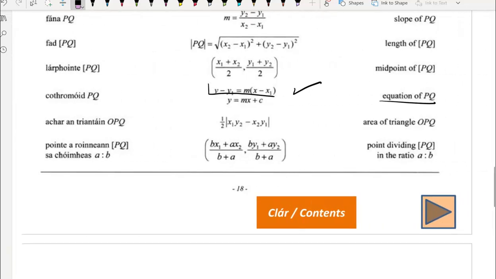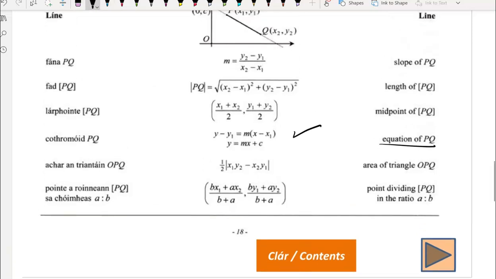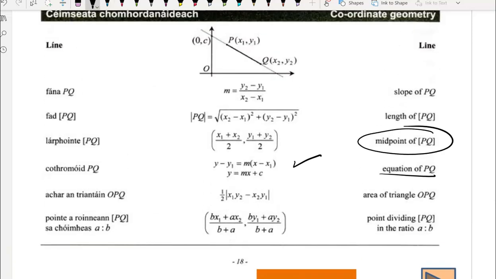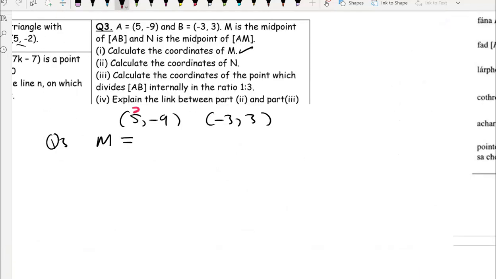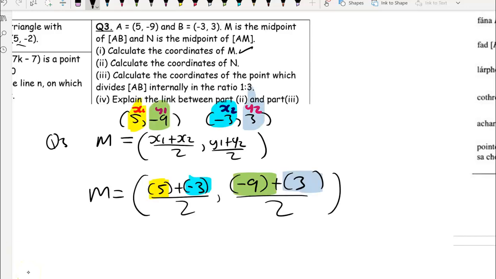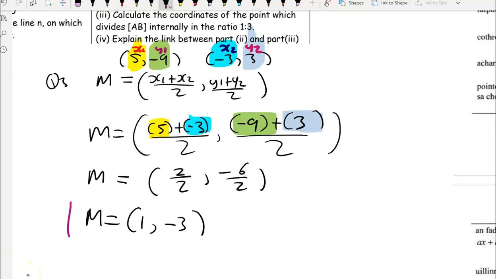Straight to page 18 of our formula book, and we notice that the midpoint formula is this formula here, (x1 + x2)/2, comma (y1 + y2)/2. They be their points (5, -9) as x1, y1, and (-3, 3) as x2, y2. Put them into your formula for the midpoint and calculate. We're left with the point M as (1, -3).